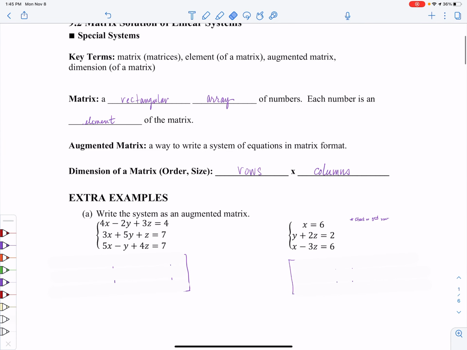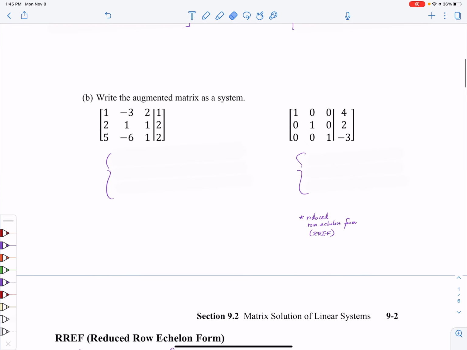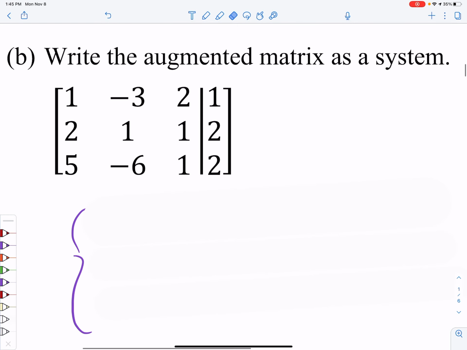And then not only that, every single number that's in a matrix is called an element of the matrix. So again, if you're looking at these two examples here, I have quite a few elements. Each one of these is an element of my matrix.